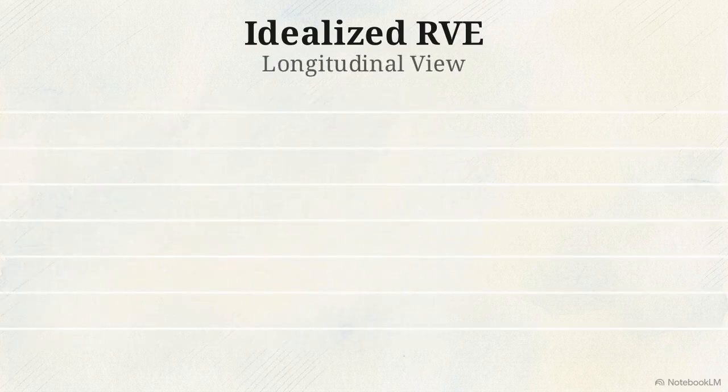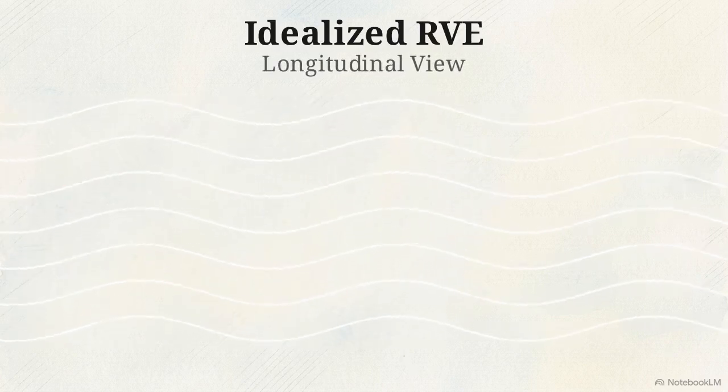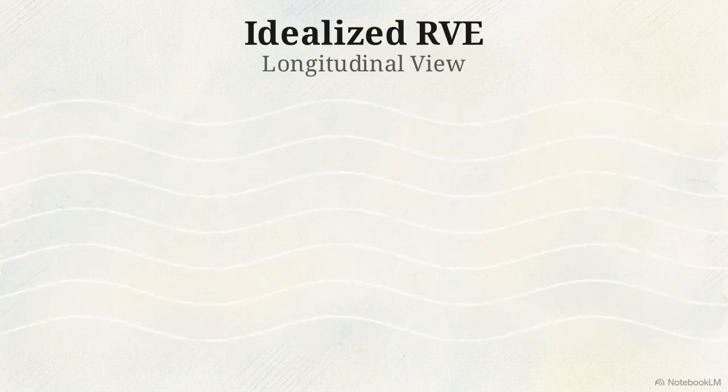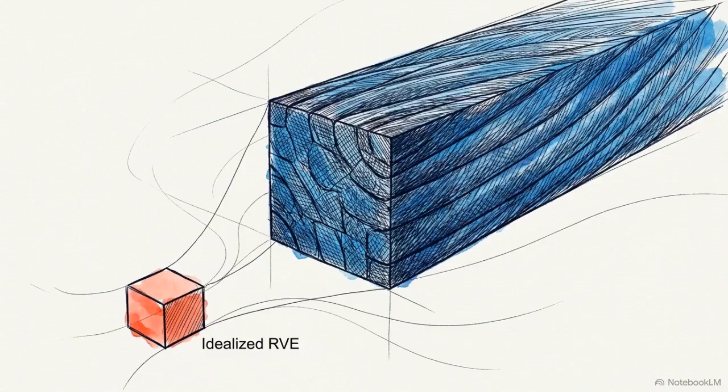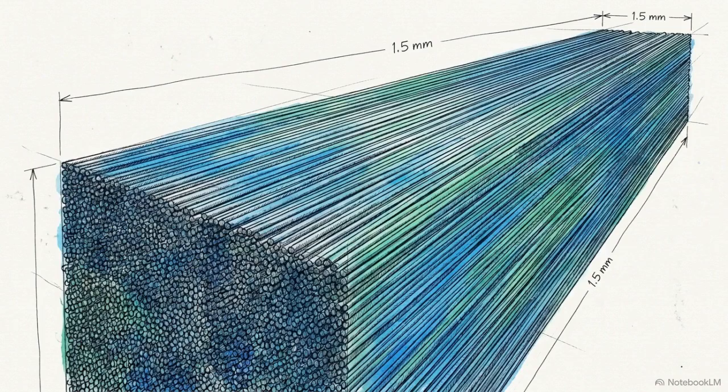They assume a perfectly straight hexagonal fiber grid, or at best, homogeneous sinusoidal waves. To accurately capture real kinking mechanisms, a model requires statistical scale fidelity. You need a geometry measuring at least 1.5 millimeters in length, containing thousands of individual fibers.